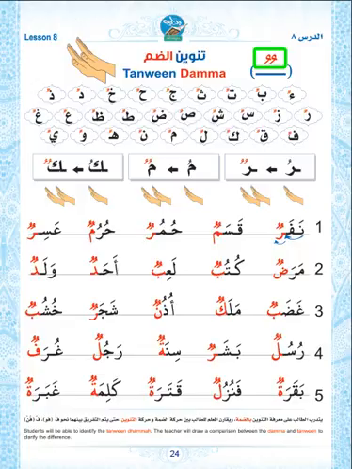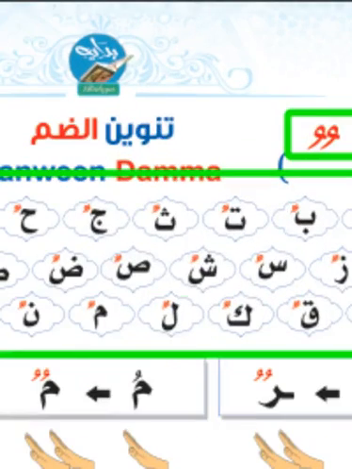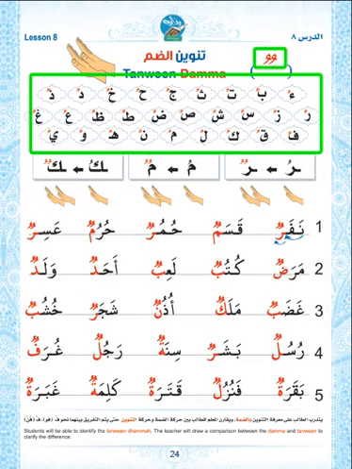As usual, the opening of each lesson is all of the letters displaying the vowel of interest. In this case we have Tanween Dhamm. And the student should go through each letter, pronouncing it with Tanween Dhamm. This will serve as a review of the letters as well as learning the new concept of Tanween.